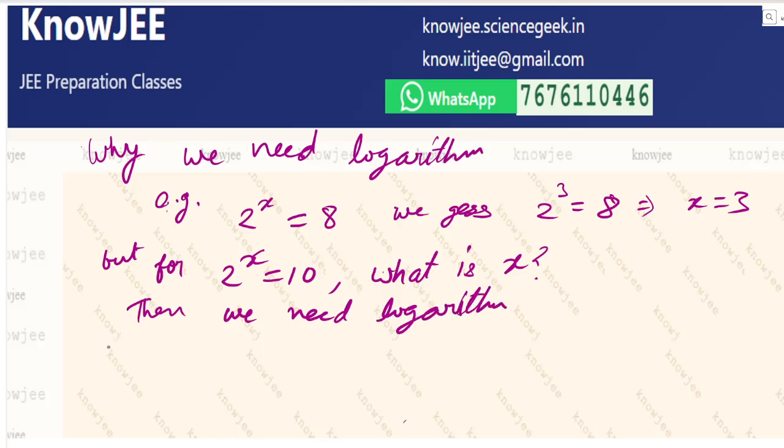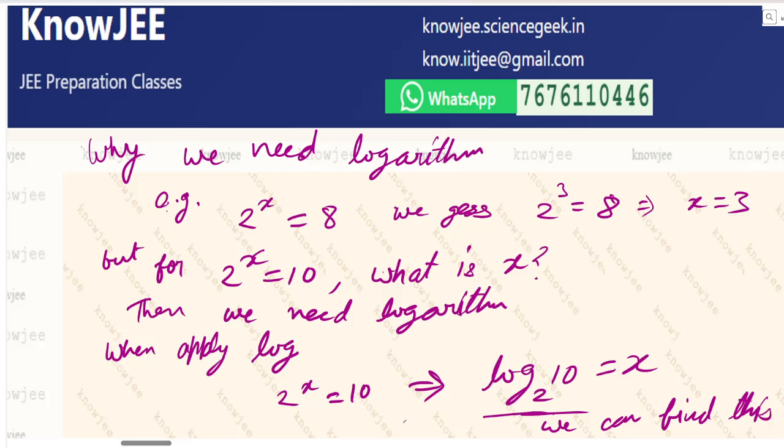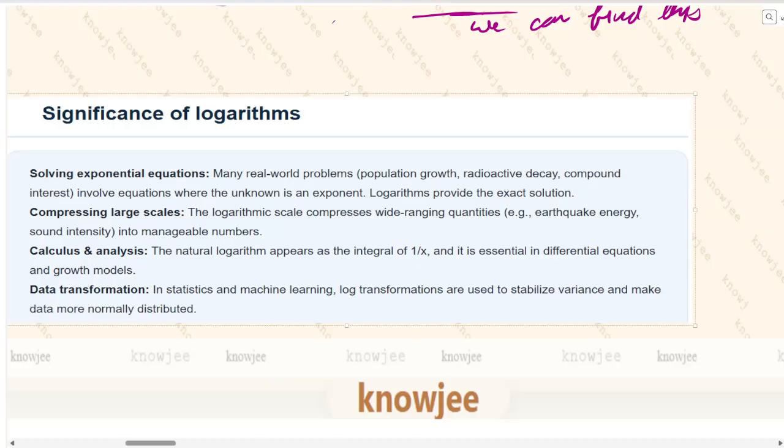So when we apply logarithm, this 2 to the power x equal to 10 will convert to x equal to log base 2 of 10. So we can find this.